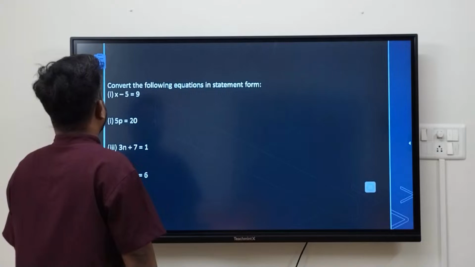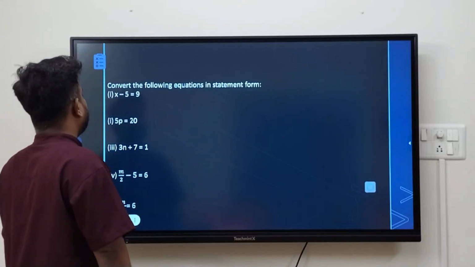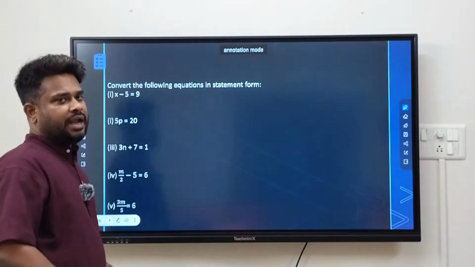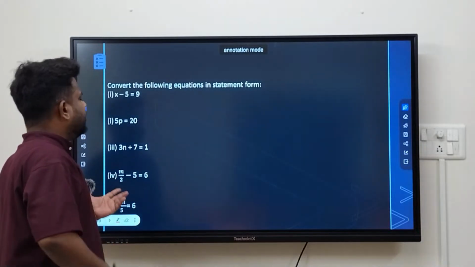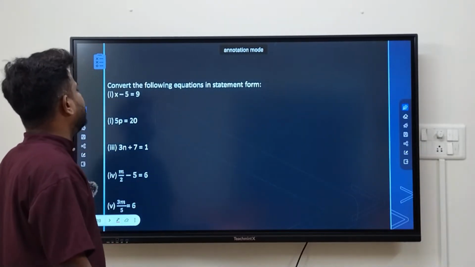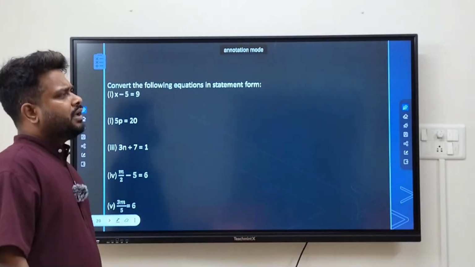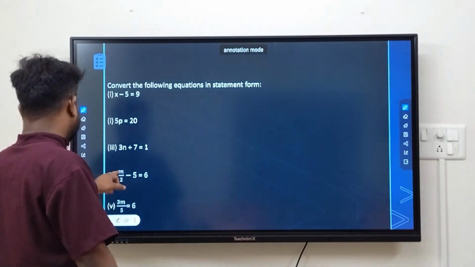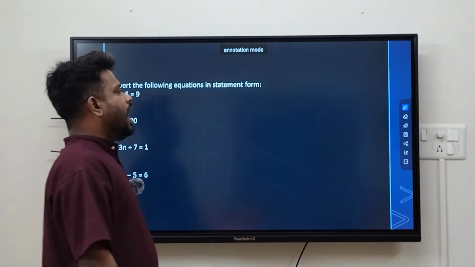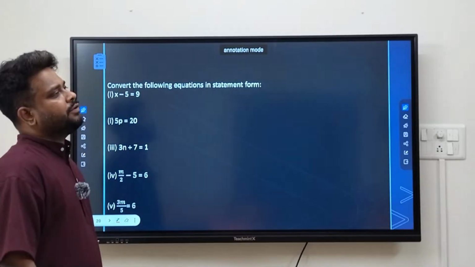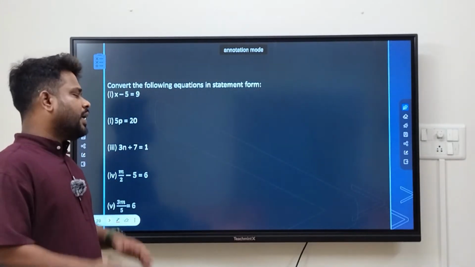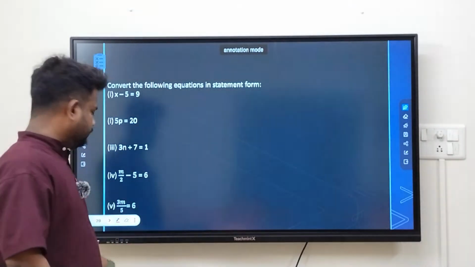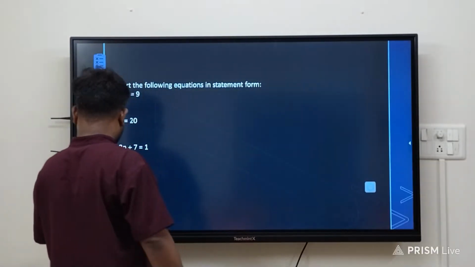Next one: convert the following equations into statement form. You can try all of this by yourself, but I am not writing it down. The first expression will be 5 subtracted from a number, and the answer is 9. The last one will be half of a number m subtracted by 5, and the answer is 6. You can write it in whatever sentence you want. Let's go to the next one.